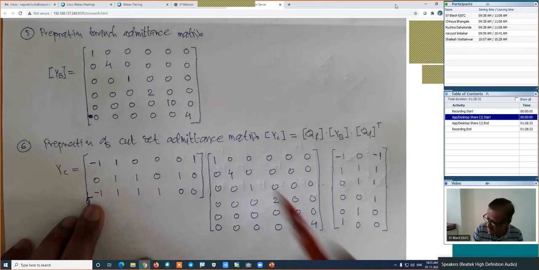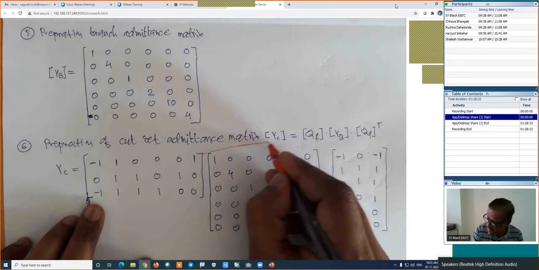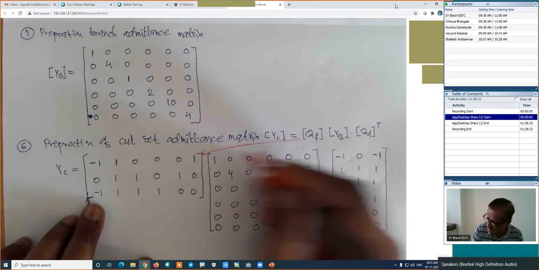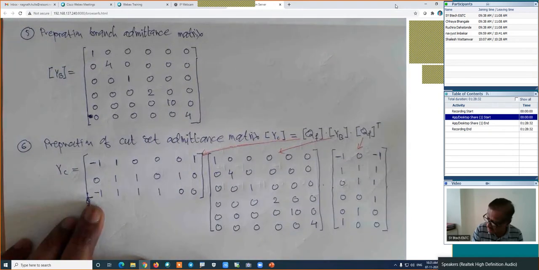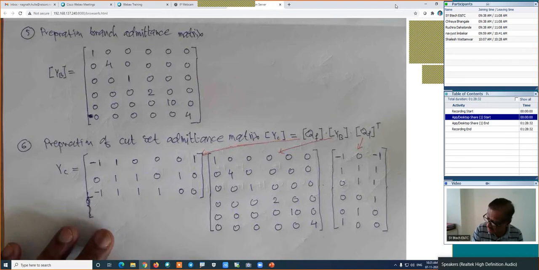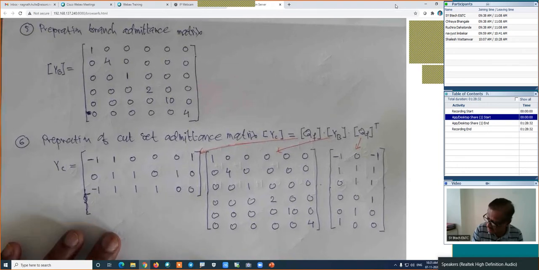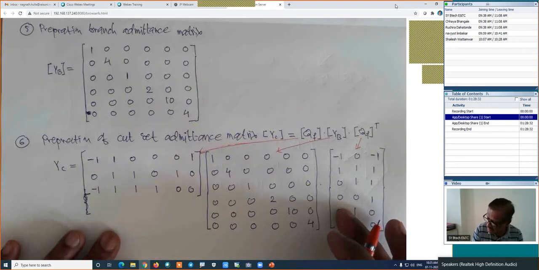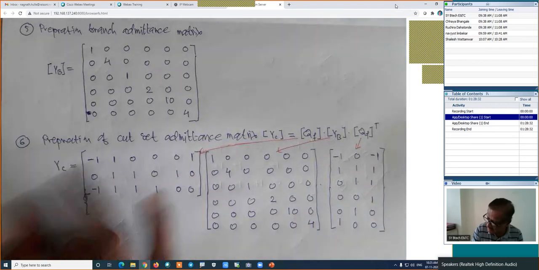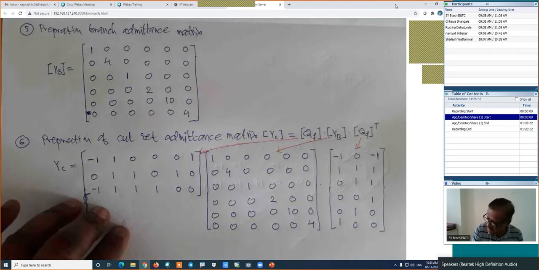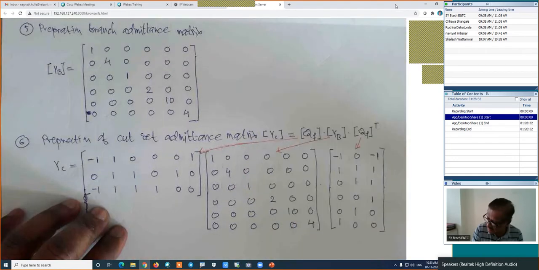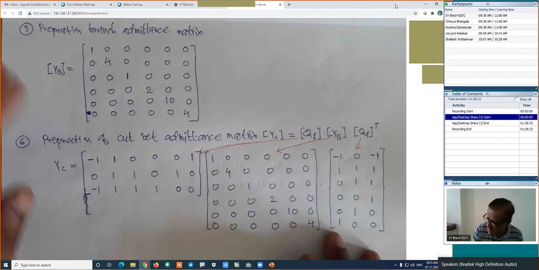I will show. This is the QF. This is the YB. And this is the QF transpose. We will first find the multiplication of these two matrices. Then we will finally multiply the obtained matrix with this matrix, and that will give the YC, which is nothing but the cut set admittance matrix.